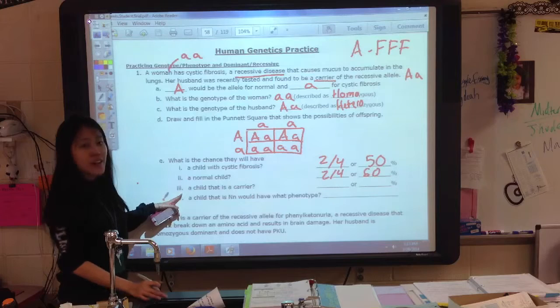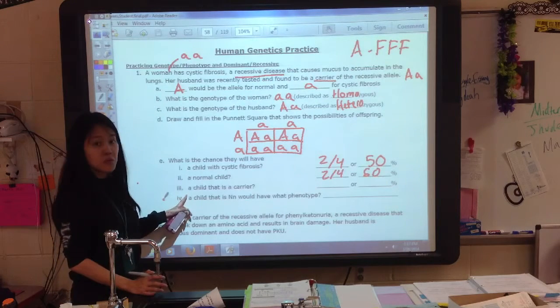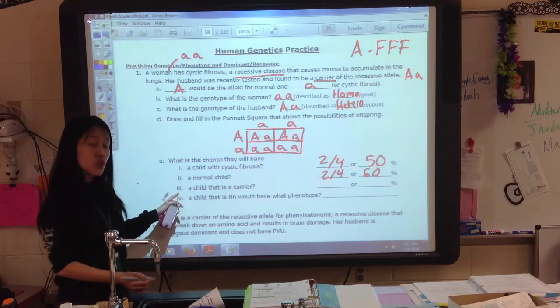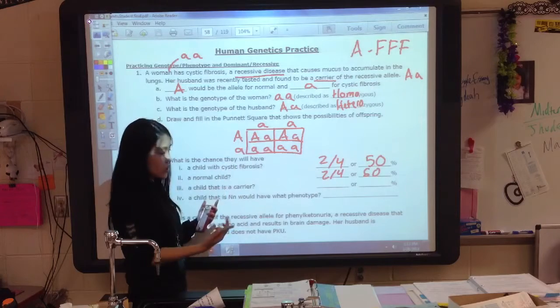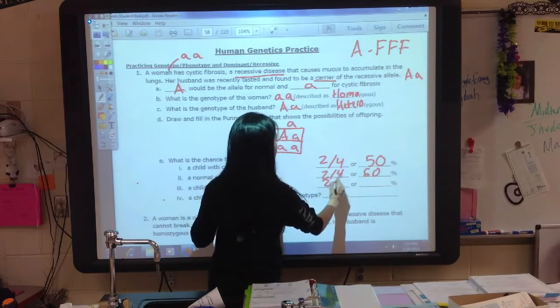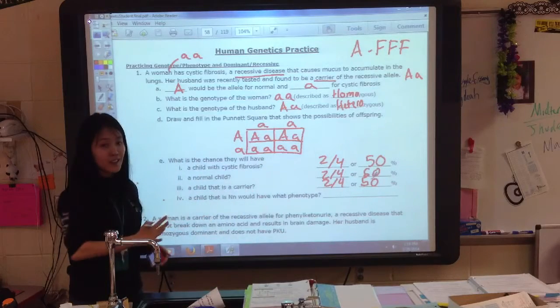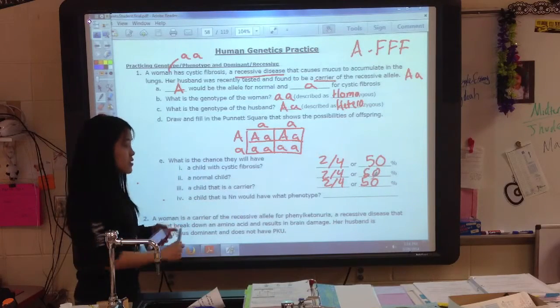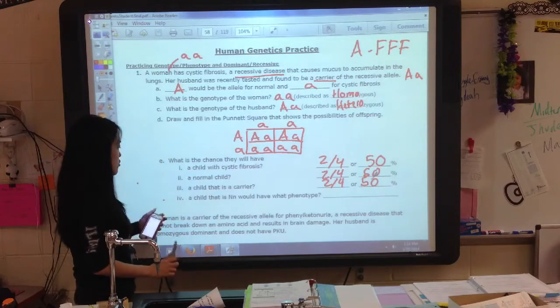Next, we have a child that is a carrier. What does it mean to be a carrier? That means that you don't have the disease, but you could pass it on. Again, if you're heterozygous, that means you're a carrier. So that's 2 out of 4 again, or 50%. Now, it might look like that might always happen, but it won't. Sometimes you might have 2 big A's, okay? So you do have to make sure you look back and count.